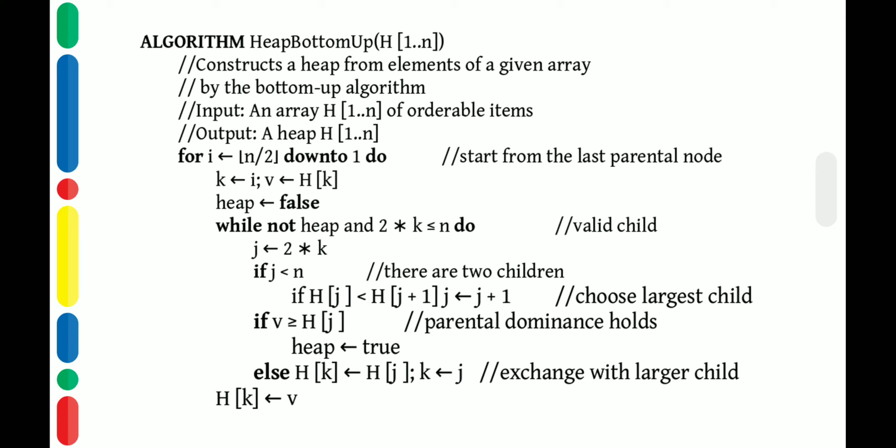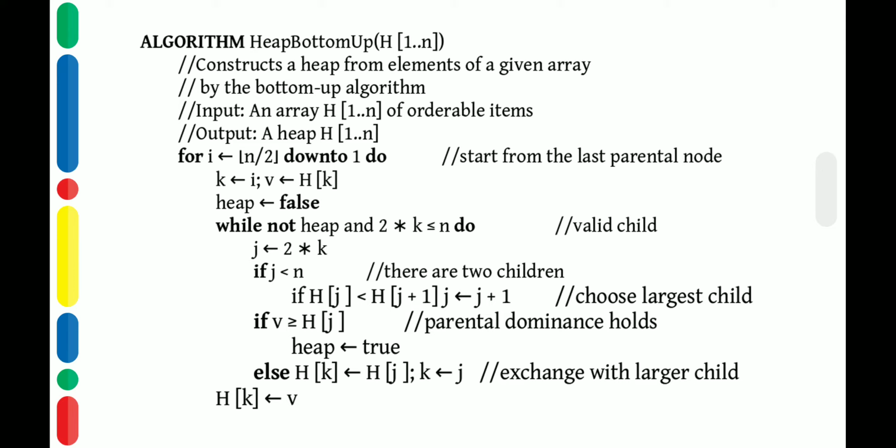The second condition, 2 multiplied by k less than or equal to n. So if k is the position of the parent, then its child will be at position 2k and 2k plus 1. And we have to see to it that these 2k are valid positions. When do we say it is a valid position? If it is in the range 1 to n. If 2k is less than or equal to n, then okay, we can repeat the operations.